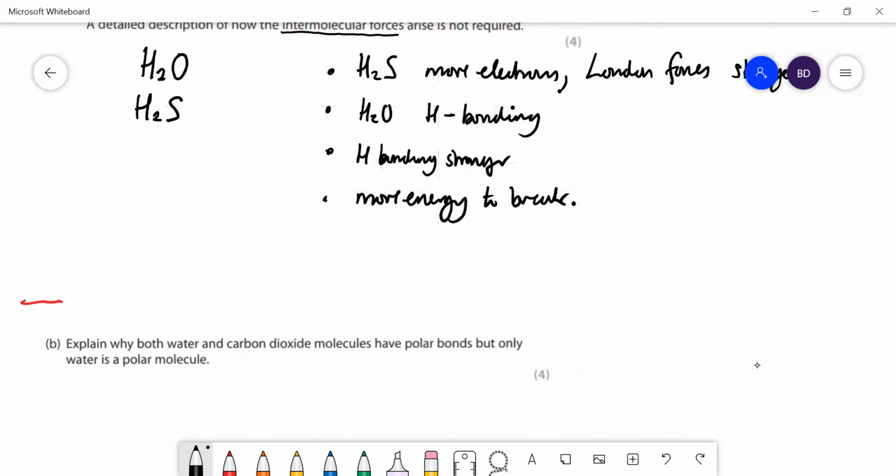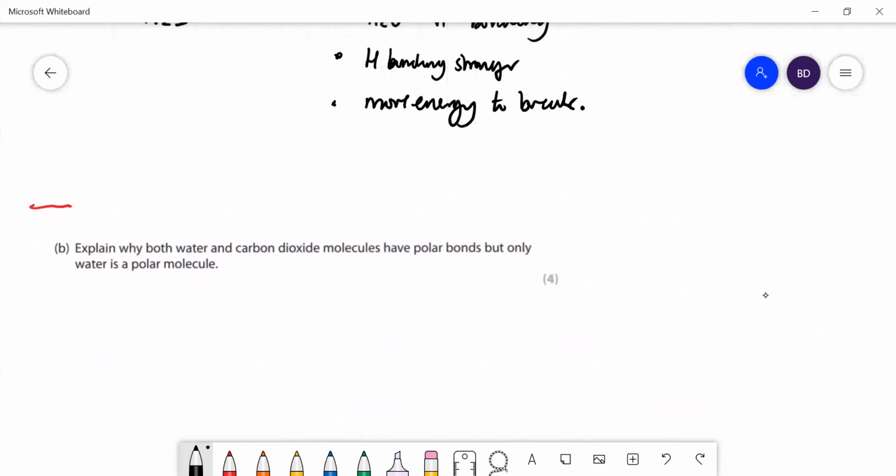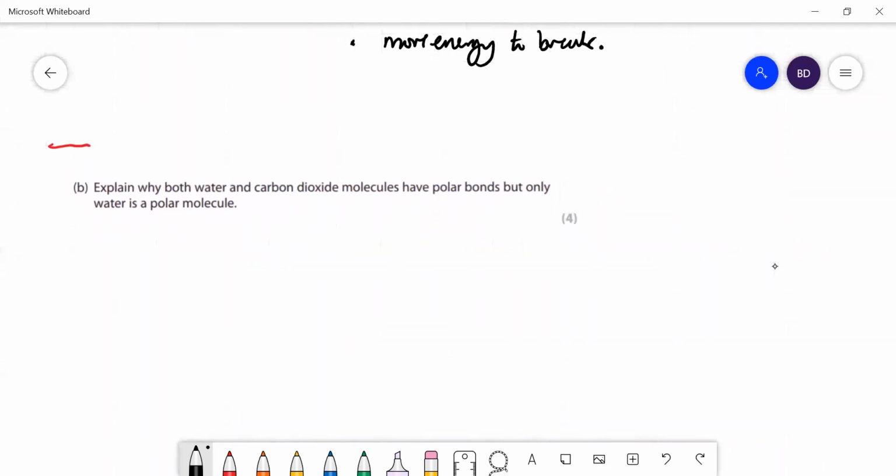Right. Explain why both water and carbon dioxide have polar bonds, but only water is a polar molecule. Right, so we just look at that. Carbon dioxide, you've got no lone pairs, okay? You've got carbon forming two double bonds, so there's no lone pairs on the carbon. So the shape of that is going to be linear. It is symmetrical. That's pretty important. We've got symmetry there. Whereas if you look at water, oxygen has 2 lone pairs, okay, and it's not symmetrical.